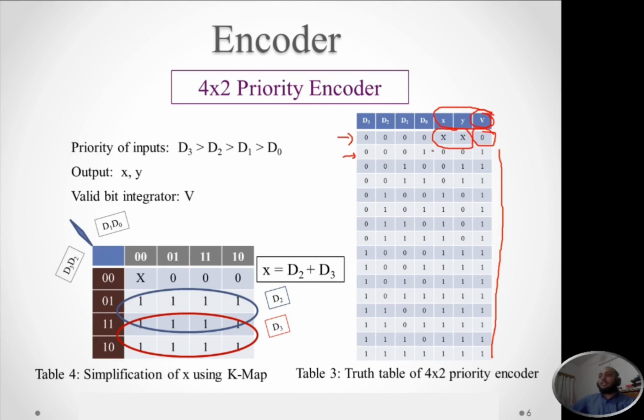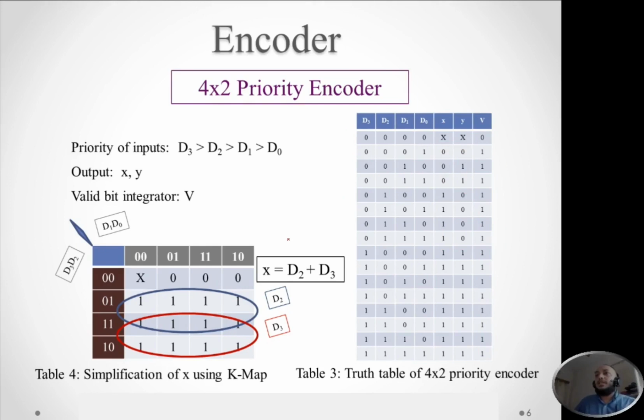that we set earlier. So if only D0 is present, we will get the output as 0 0. If D1 is present, D2 and D3 are not present, we will get 0 1. If D2 is present but D3 is not present, then we will get 1 0 pattern. If D3 is present, then we will get the outputs of 1 1 pattern. Okay, these are the outputs. So we need to simplify the equations for X, Y and V.